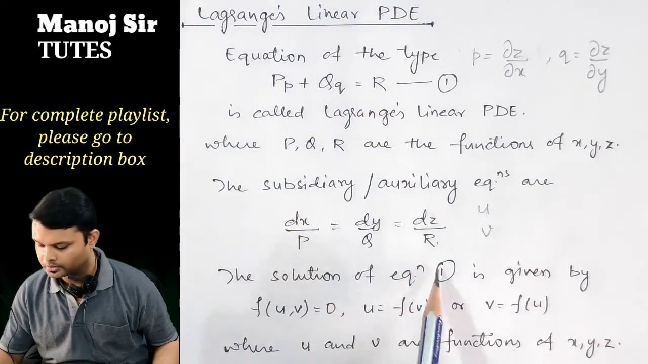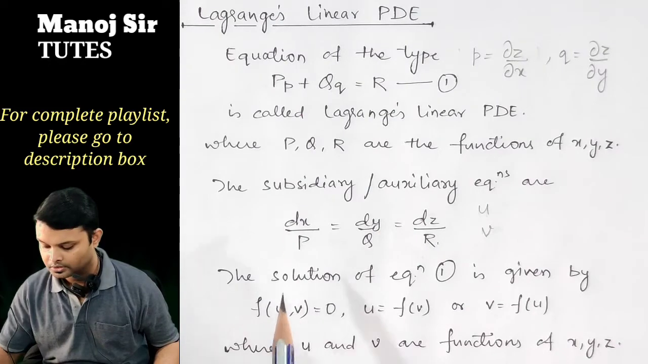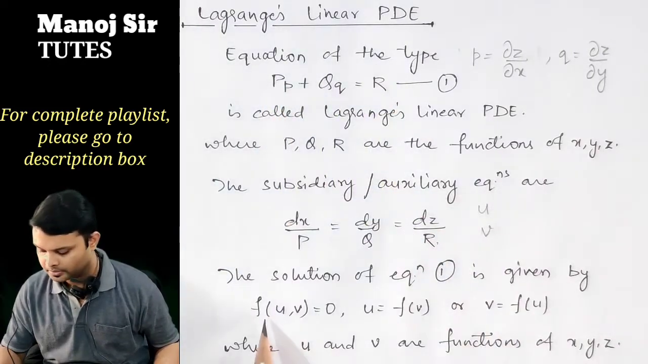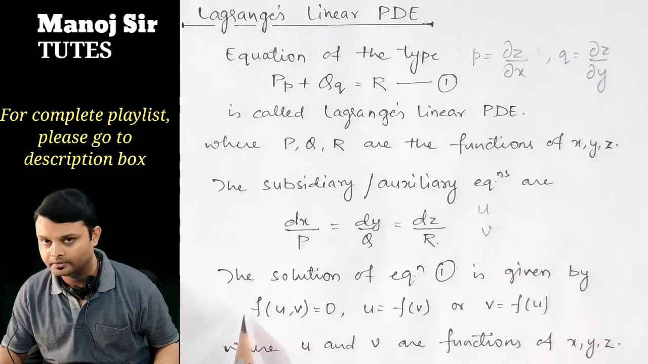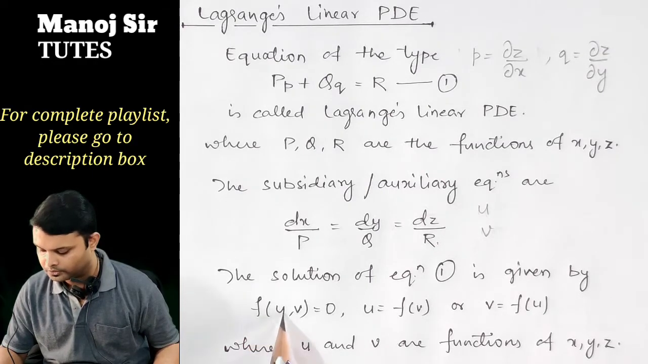So the solution of equation 1 is given by, we have three formats to show the solution of this equation. The first format is f of u comma v equal to 0. What is f? F is an arbitrary function. So f of u comma v equal to 0. This is my first format.